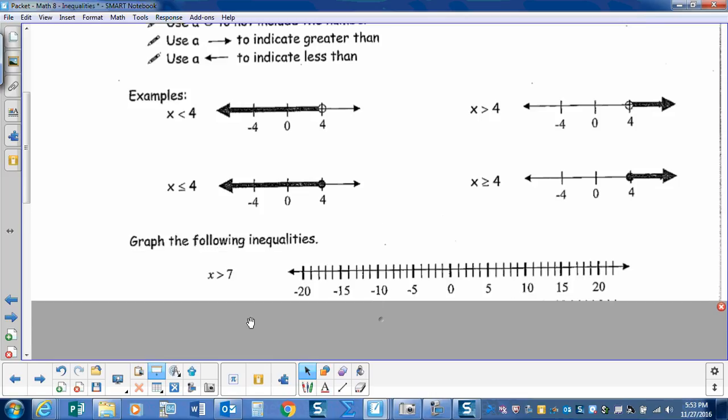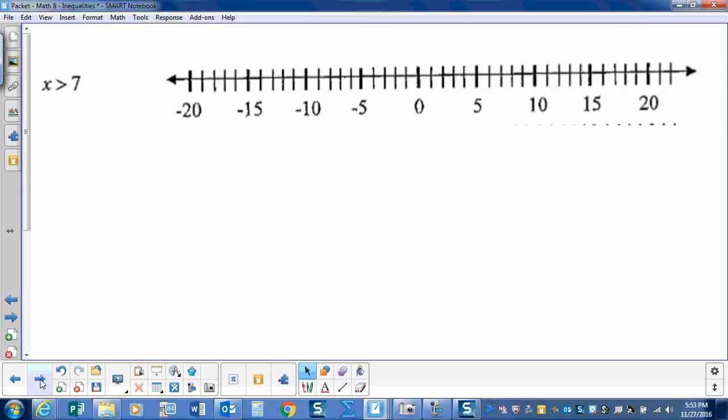So let's begin by graphing some inequalities. Go ahead and do the first one. Graph x is greater than 7. All right, to begin with, we start on the number 7, 5, 6, 7, and it's an open circle because it's x is greater than 7, does not include 7, and since it's greater than, the arrow points to the right.